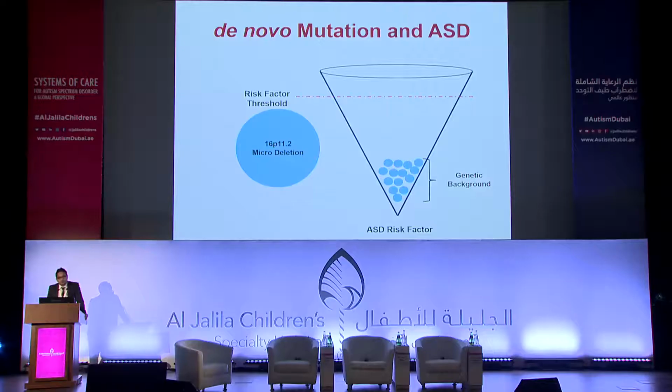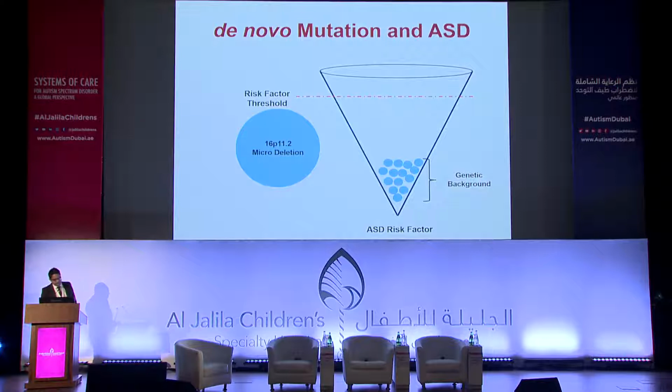So this mutation can be at the chromosomal level, single nucleotide variant level, or copy number variation. So what does it mean in terms of autism? This is just a depiction, a cartoon diagram. It's not quantified in any way, just to let you know.